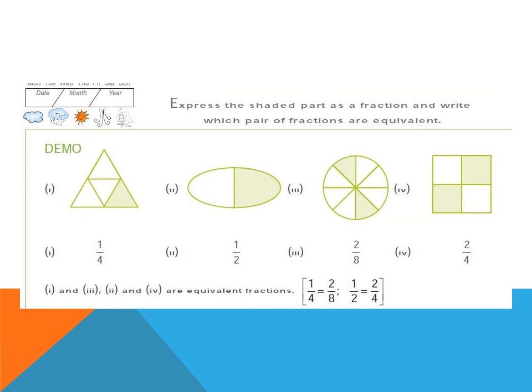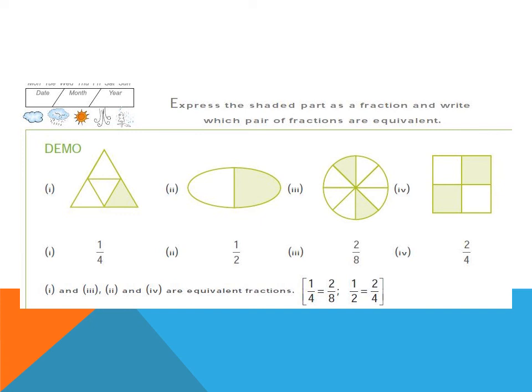So in the fourth module, we have to express the shaded part as a fraction and write down which pairs of fractions are equivalent. Look at the demo. The shaded part in the first diagram: the triangle is divided into 4 equal parts. There are 4 equal triangles within that big triangle. So out of 4, only one part is shaded, so the fraction is 1 by 4.